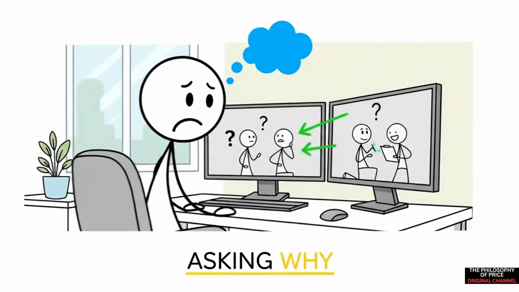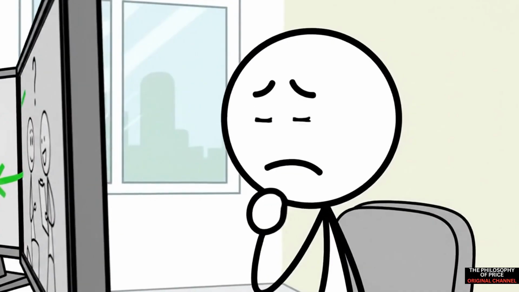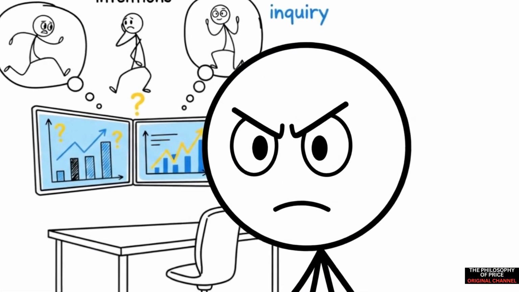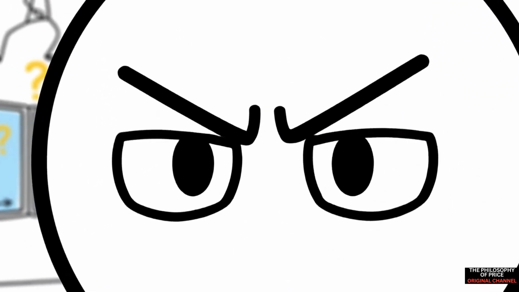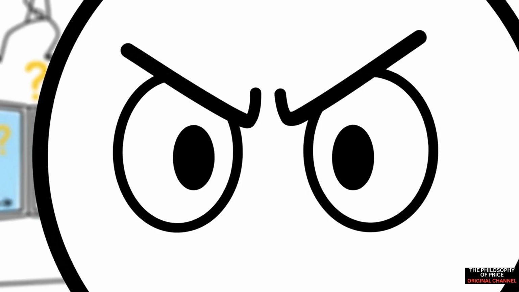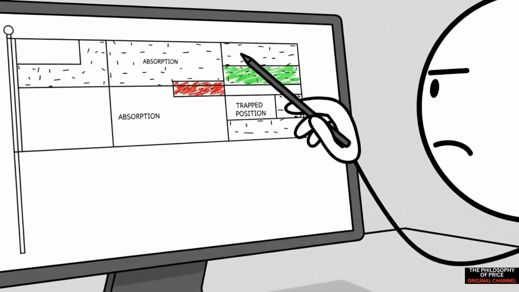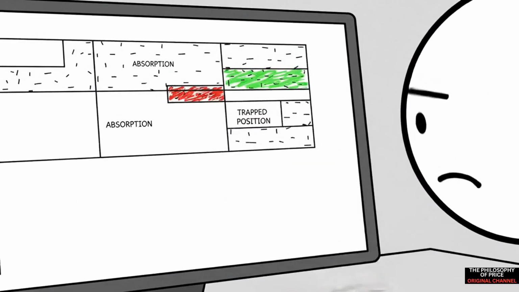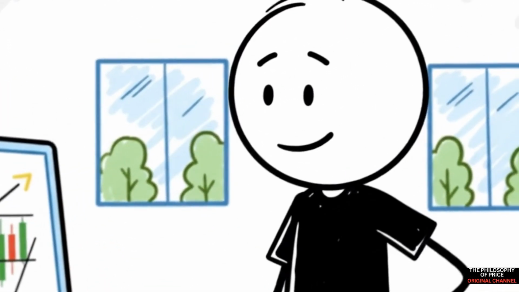Your approach isn't about memorizing distinct shapes, but rather about asking three fundamental questions. Instead of questioning if a pattern looks right, you'll now instinctively inquire, what is the market's true intention here? The next time a flag pattern emerges, you won't merely perceive a channel. You'll discern absorption and trapped positions. You'll recognize the immense compression building, poised for a powerful release.